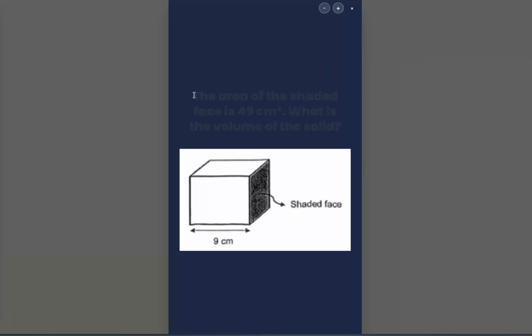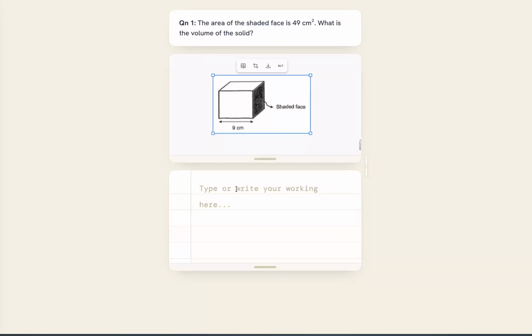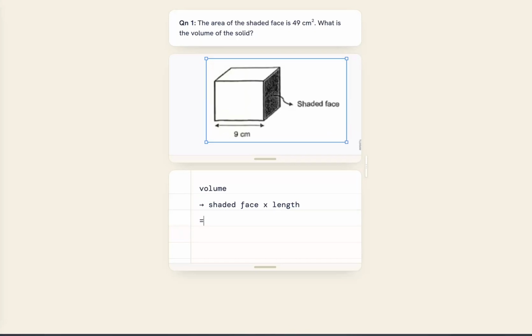Question number 1. The area of the shaded face is 49 centimeters square. What is the volume of the solid? In this case, we can just have the volume to be the shaded face times the length. It's pretty straightforward. So this would be equal to 49 times 9, and this will be equal to 441 centimeters cubed. Right, there you go.